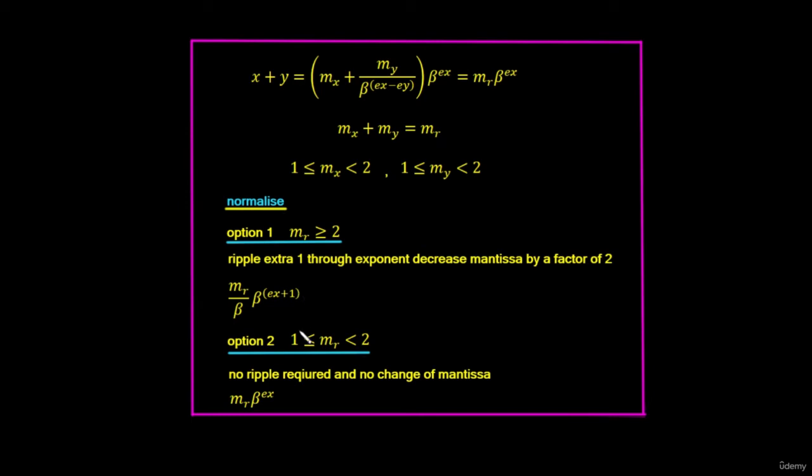Now the other possibility is that the value for MR is greater than or equal to 1 and less than 2. In this case here, we don't have any normalisation required, so we don't ripple the extra 1 through, and there's no change in the mantissa. So the final result, again, is just the MR times beta EX. So this is the algorithm that we can use in order to add any of our numbers together. So let's take the numbers and we'll put them into the spreadsheet and we'll see them working.